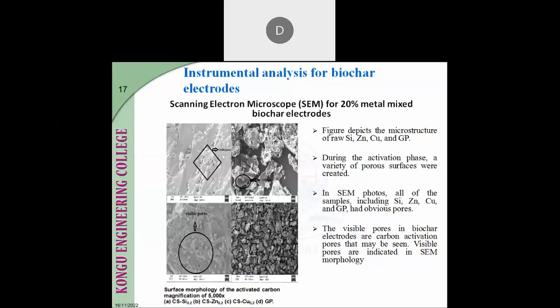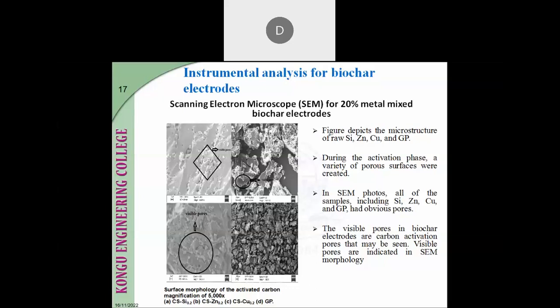and of course the zinc and copper, and also the metal mixture, and also the graphene. As already discussed, we are initially preparing and then activating the synthesized electrodes. During the activation process, a variety of porous surfaces were created, and the surface topology varies between the raw coconut shell and the activated carbon. This was revealed by the surface morphology of the sample.